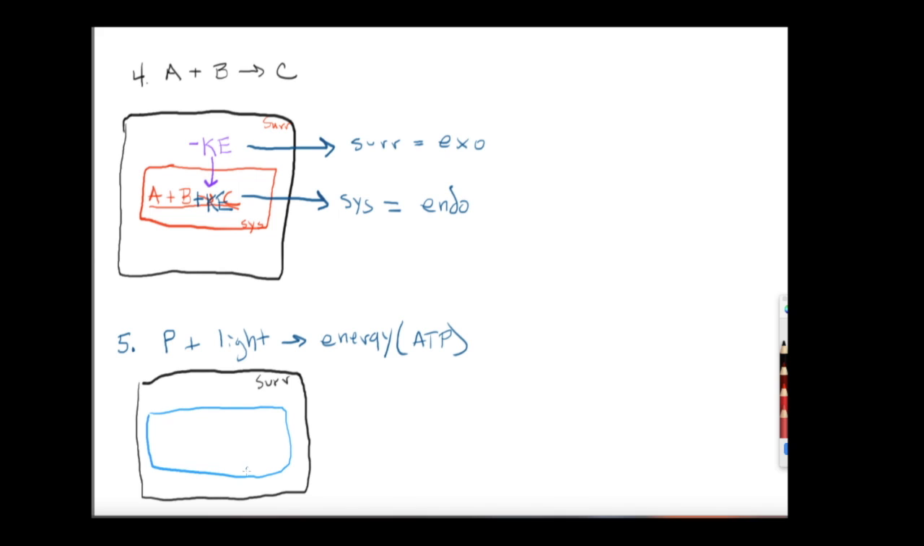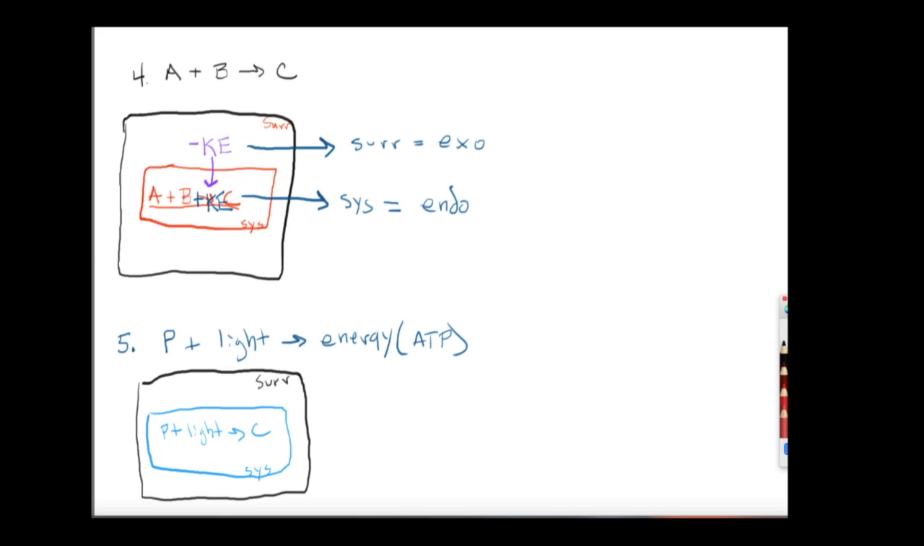All right, and here's my system. And we're going to have P plus light to generate a product. I'll just call it C, all right, to keep things simple here. And what is the information in the question? It says plants take in light energy for photosynthesis. So the energy has to come from somewhere. It's going to come from the surroundings, all right?